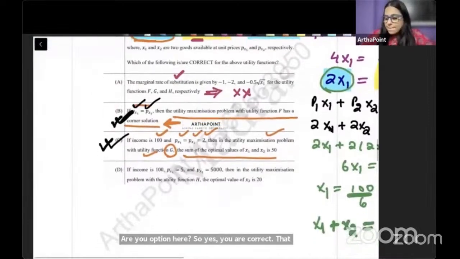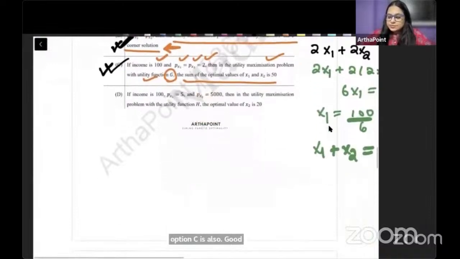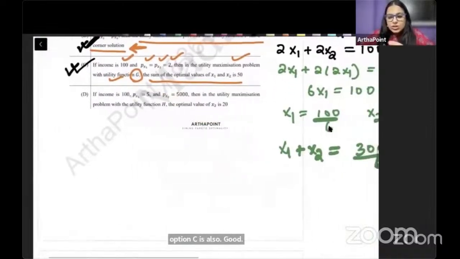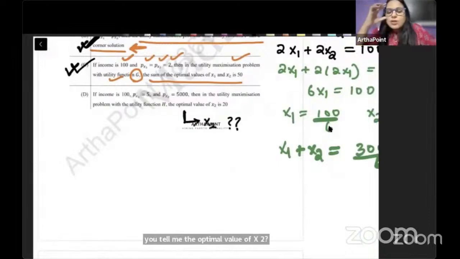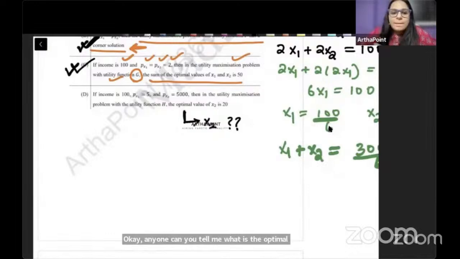Correct. Okay, what about D? I know D is incorrect, but can you tell me the optimal value of x2? What optimal value are you getting for x2? Anyone, can you tell me what is the optimal value of x2 you are getting?